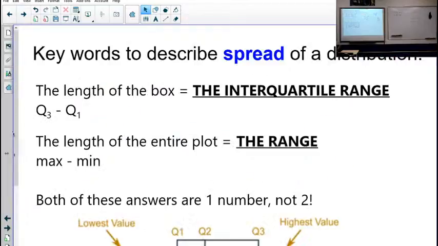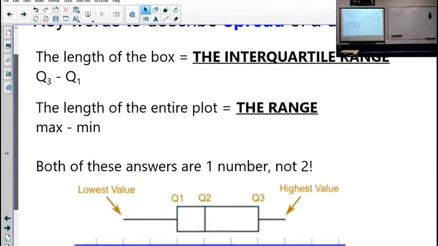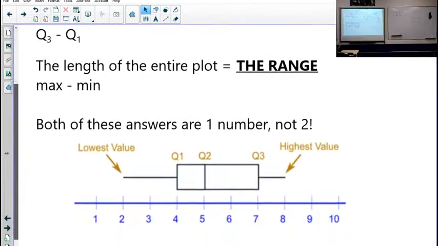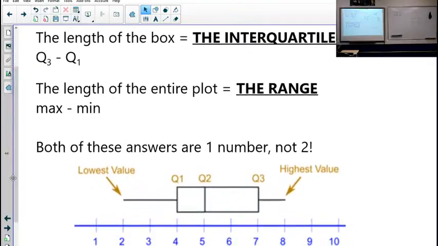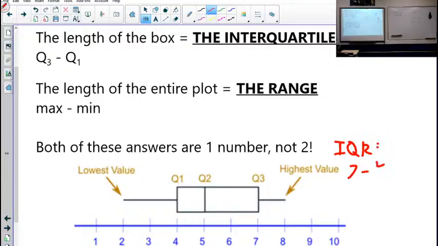So to recap all that. For spread, the length of the box is the interquartile range. Length of the entire plot is the range. Both of these answers are one number. We don't say the range is from 2 to 9. We take 9 minus 2 and say the range is 7. We say the interquartile range, IQR here, would be 7 minus 4. Q3 is 7, minus Q1 is 4, which is 3. So the interquartile range there is 3.